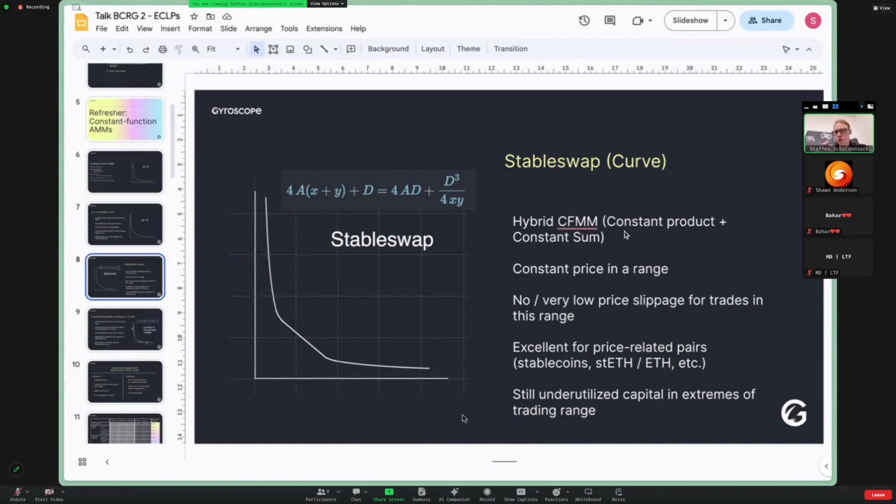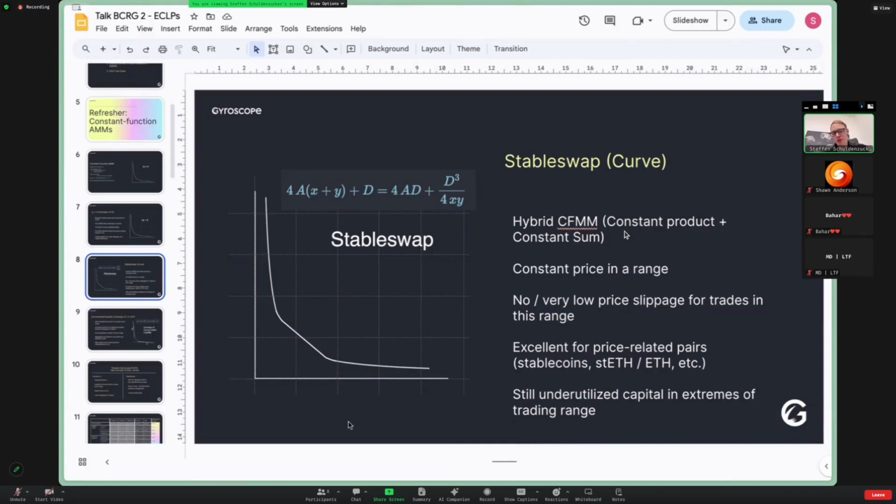And so when you are close to 1 in StableSwap, of course, you have very low slippage, and that's the reason why it's used for stablecoin pairs very successfully, and also other price-related pairs.